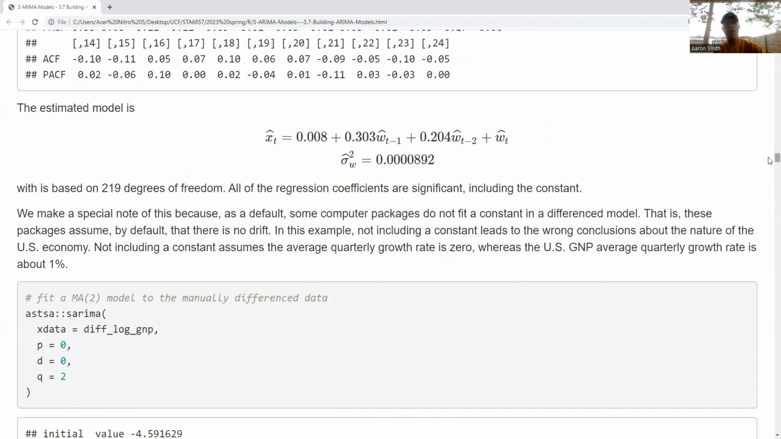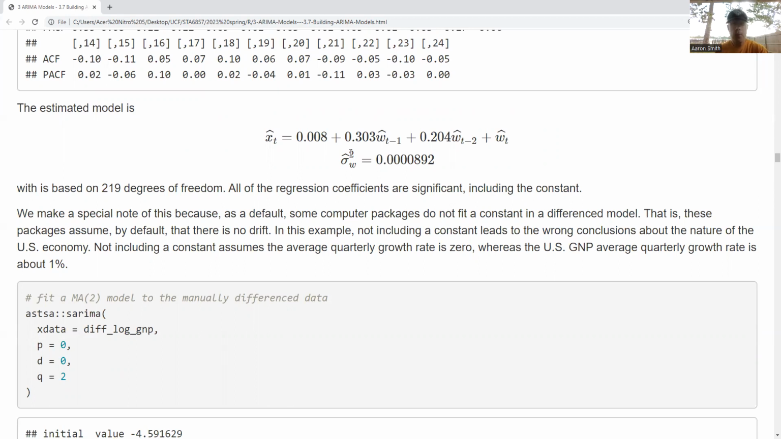All right, so let's go ahead and fit a model. So here I'm doing the MA2. You notice I've got 2 white noise terms shifted backwards in addition to the one that we currently have. And if I drop this into R and fit the model, this is what we'll get. We've got just over 200 degrees of freedom, and statistically, all of the coefficients are significant, including the constant.